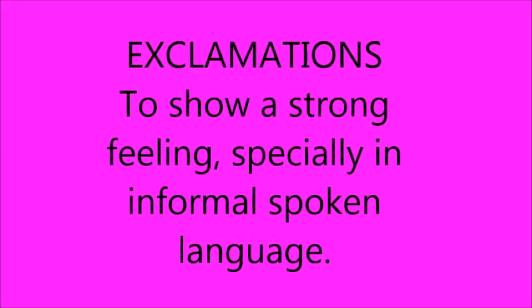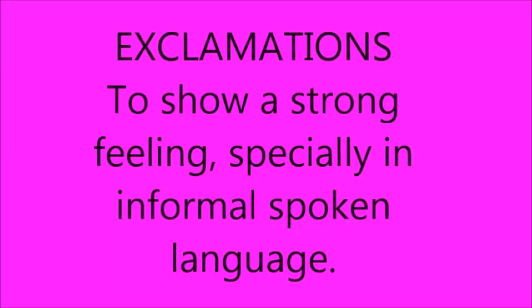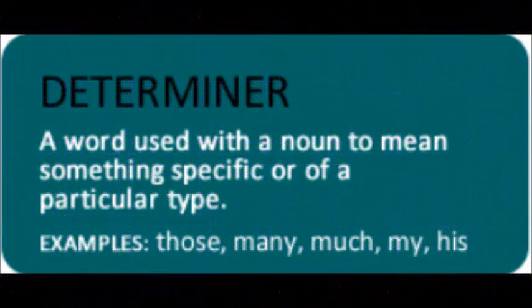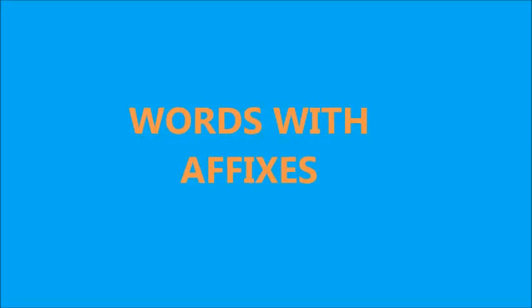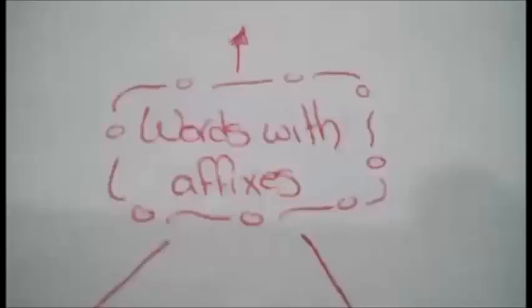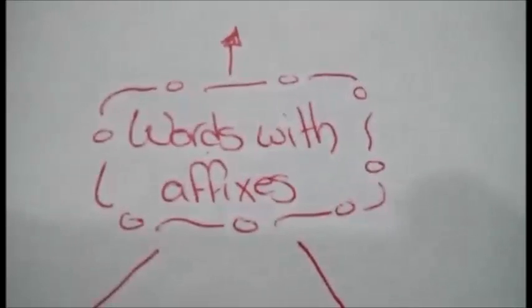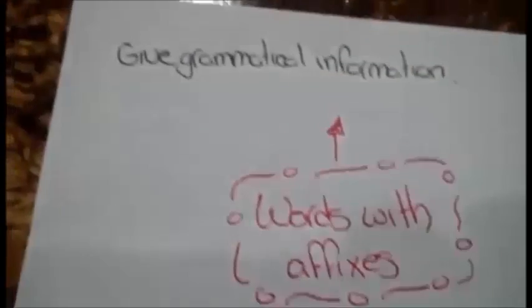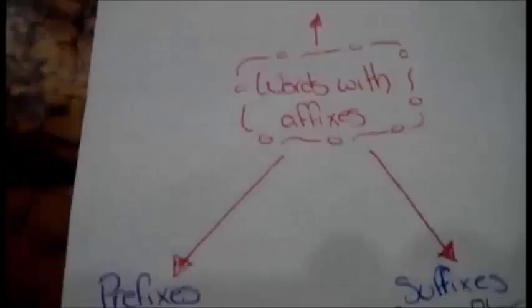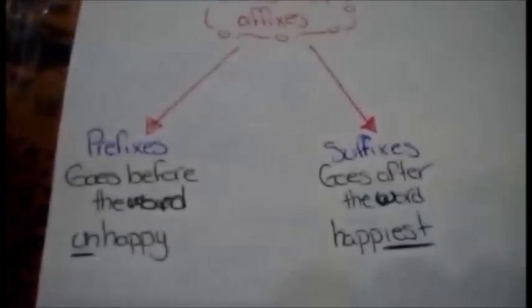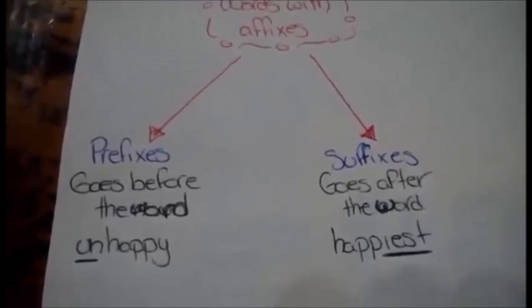Exclamation: to show a strong feeling, especially in informal spoken language. Determiners: a word used with a noun to mean something specific. Words with affixes give us grammatical information. In English, there are 2 types of affixes.